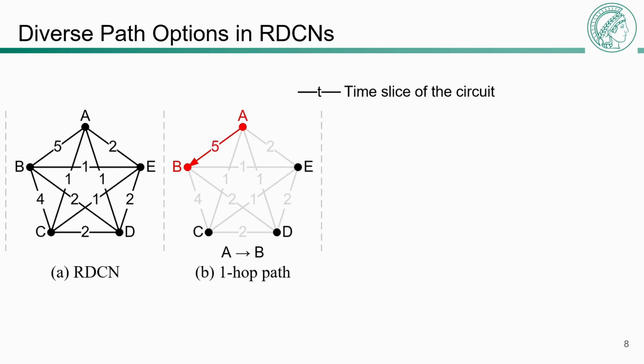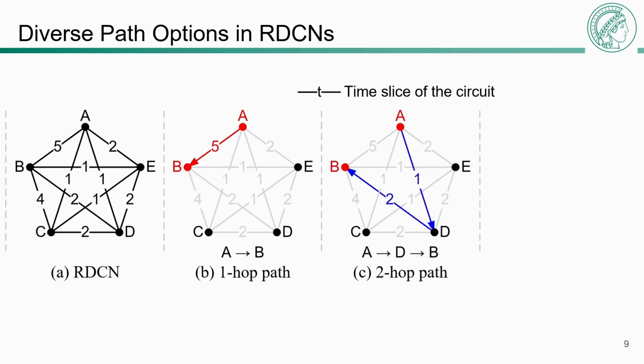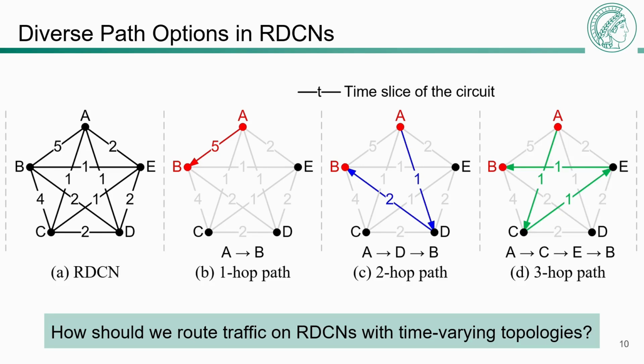There are many path options in RDCN. For example, in this RDCN, from ToR A to ToR B, we can use one-hop paths. We can also use two-hop paths by traversing intermediate ToR D. In this case, when a packet arrives at ToR D, it needs to wait for the circuit. That's to say, a path in RDCN can cross multiple circuits. We can also use more hops. Now the question is, how should we route traffic on such time-varying topologies?